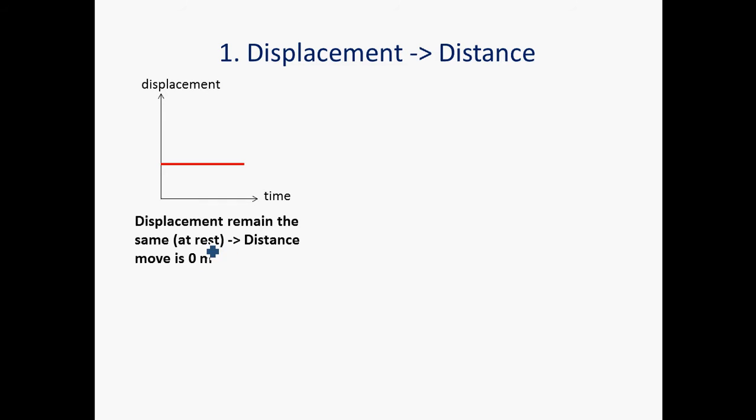When it's at rest, the distance moved is 0 meters. So if the distance moved is 0 meters, do we draw it at this point or do we draw it elsewhere? The answer is we have to draw it the same way but along the time axis, the reason being it has not moved at all. Because of that, the distance traveled is 0. Now let's look at the second case.